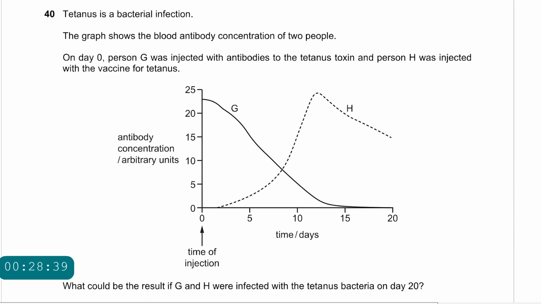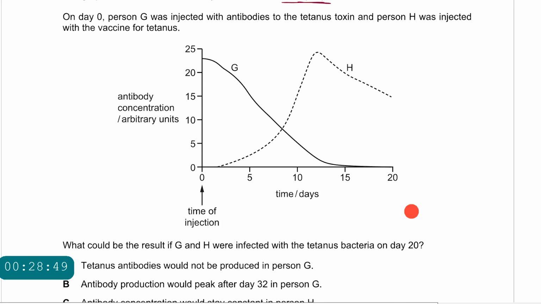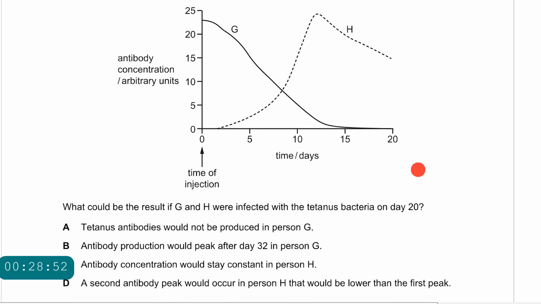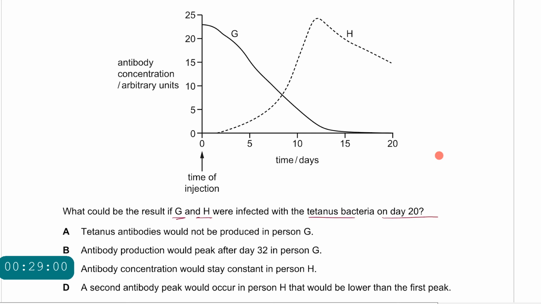40. Tetanus is a bacterial infection. The graph shows the blood antibody concentration of two people. On day 0, person G was injected with antibodies to the tetanus toxin and person H was injected with the vaccine for tetanus. What could be the result if G and H were infected with the tetanus bacteria on day 20? Okay, first of all, tetanus antibodies will not be produced with person G.